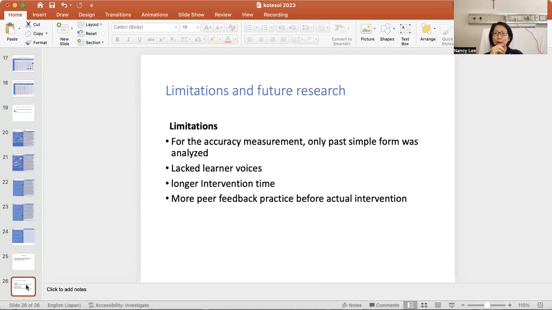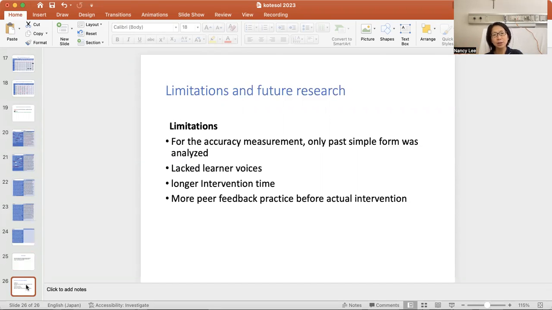Limitations, there are, of course, a lot of limitations. For example, for the accuracy measurement, although I wanted to look at the percentage of accurate verb usage, at the end of the day, I really only looked at the percentage of simple past tense. The reason for that is because a lot of participants actually avoided using the more complex past tense forms. Maybe because they wanted to make it more perfect, more accurate, and so they were less willing to use the more complex forms.